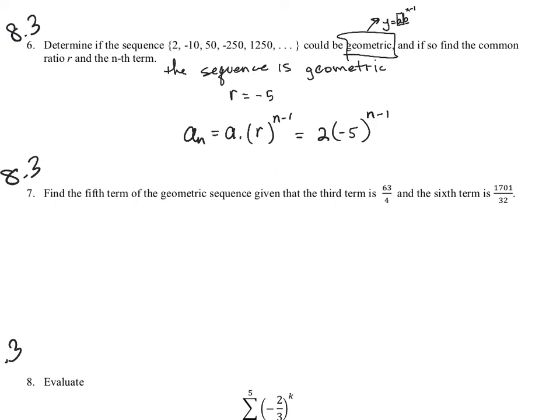Any questions on that one? So we'll just finish, right? Like 2 times negative 5 to the n minus 1. Yeah, you just leave it like that.